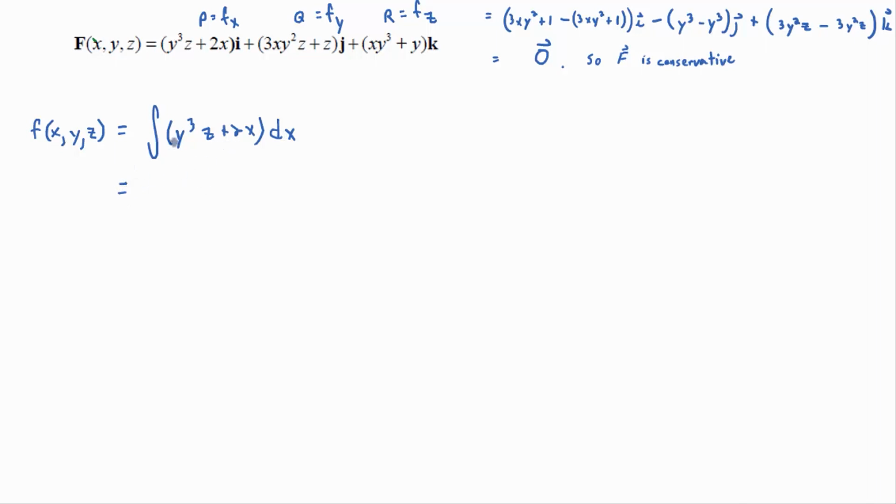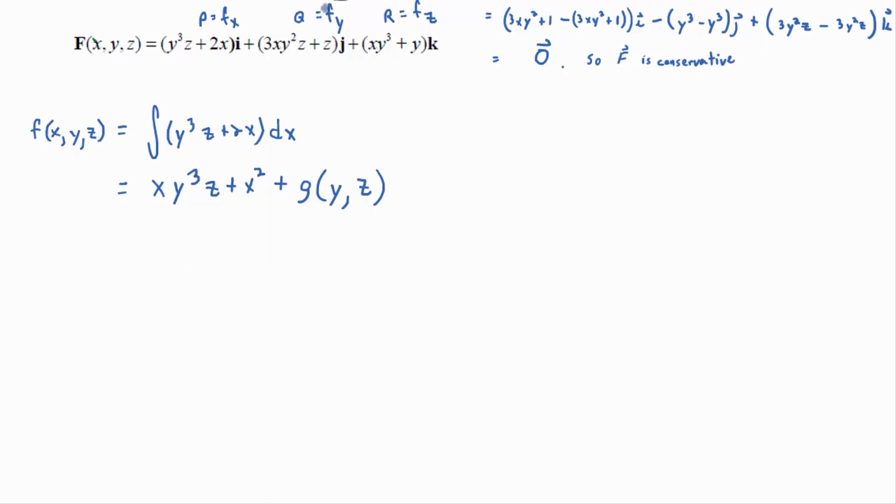It's not too bad, right? y cubed z times x, but let's put the x in front. So x y cubed z plus just x squared plus what? g, a constant with respect to x would be a function of y and z. Everybody see what I did there? So that's a version of your potential function, but we have to figure out what g of y z is. So what do we do?